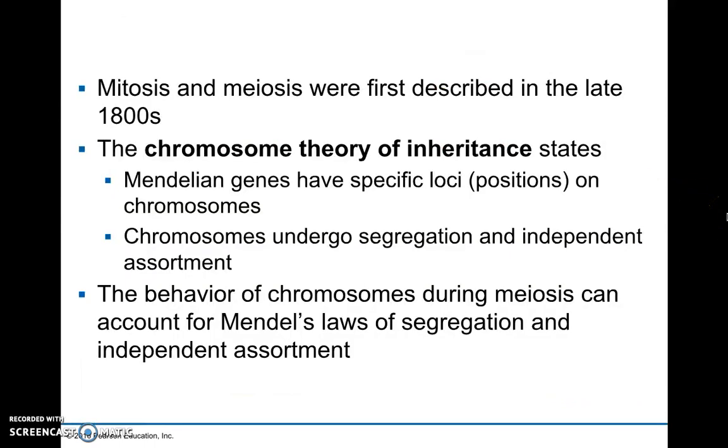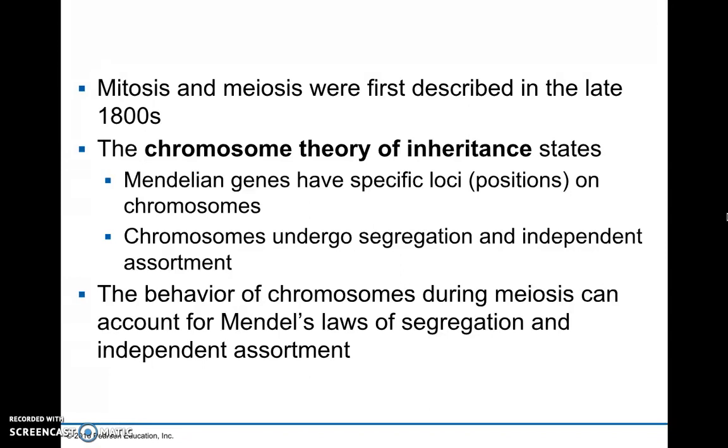After Mendel, we also discovered how to identify and describe the stages of mitosis and meiosis. And this led us to what's known as the chromosome theory of inheritance, which states that Mendelian genes have specific loci or positions on the chromosome. Loci might look familiar because it's the plural of locus. We know they have specific positions on the chromosomes, and then all chromosomes undergo segregation and independent assortment, which are laws you probably remember Mendel discovered with his pea plant experiments, and this happens during meiosis due to the behavior of the chromosomes.